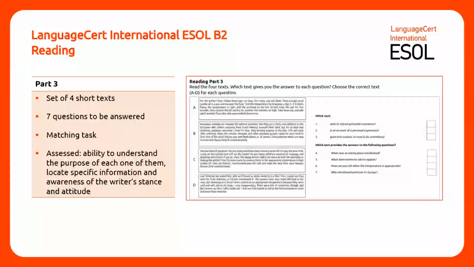Part 3 asks the candidates to read 4 short texts, and candidates are provided with 7 questions about them. This is a matching task which aims to assess their ability to understand the purpose of each one of them, locate specific information, and awareness of the writer's stance and attitude.